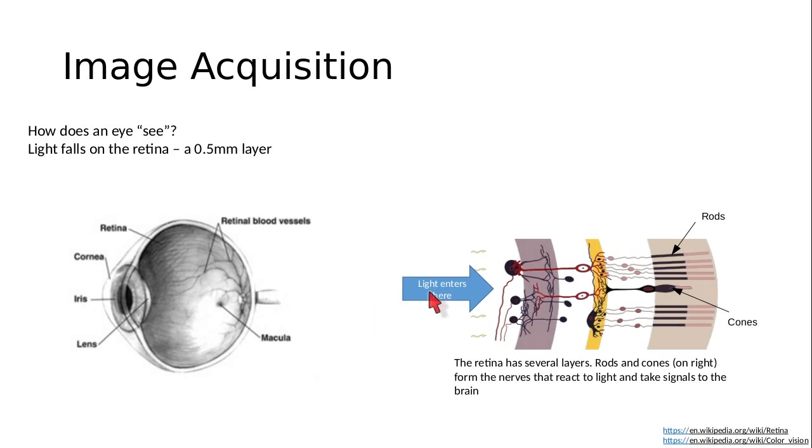So what you have here is the light enters, and this is the thin layer of the retina. It's about half a millimeter in thickness, and as light enters through the cornea, then the pupil, then the lens, and falls on the retina, it excites rods and cones. Now the retina has several layers. The rods and the cones are the nerves that finally react to the light, and they take signals to the brain. Right, and we'll see what the rods and cones are in a minute.